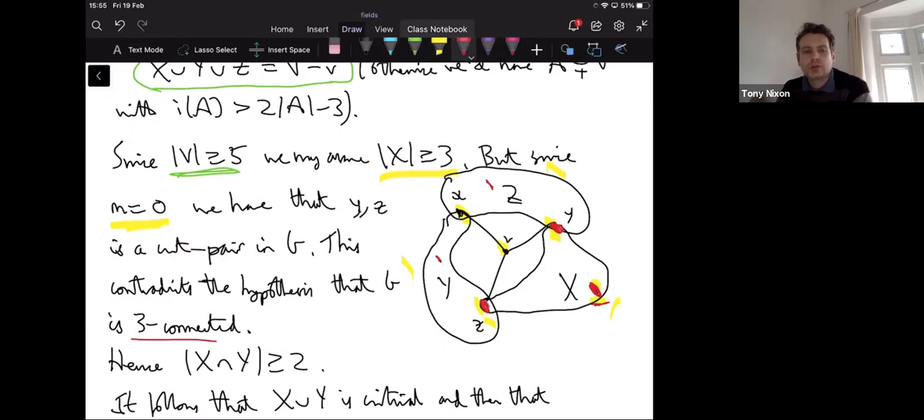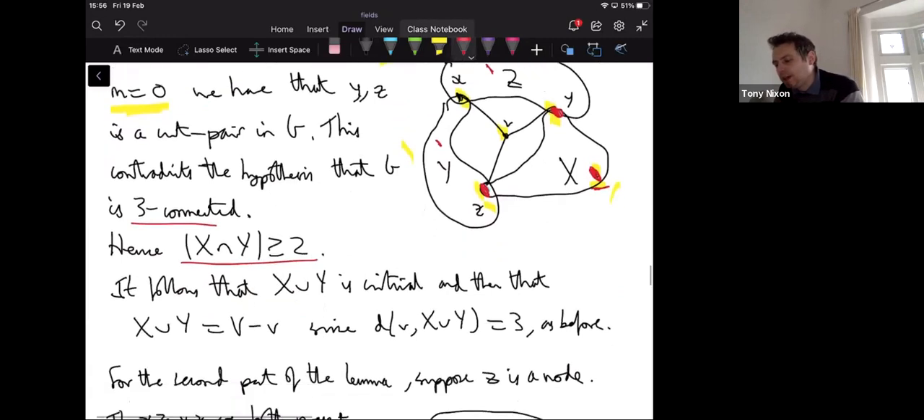Okay, so that was what happened if all 3 of the intersections of these 3 critical sets had size 1. So for some pair, and I've just called it X and Y because I can just relabel if I like, you do have at least 2 things in the intersection, and hence the union is critical. And as we said before, that means that you add V and its 3 edges back, you must get the entire thing. So that's the first part of the lemma.